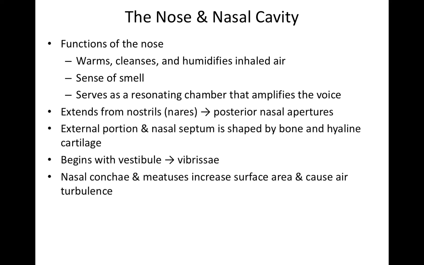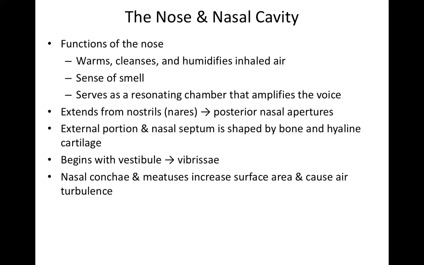So this is going to extend basically from the nostrils, or what are often called the nares, all the way to the posterior nasal apertures, which is the opening into the pharynx. We basically have a bunch of hyaline cartilage and bone that is going to shape most of this. It begins with what's called the tip of your nose, or the vestibule. There is a significant number of hairs called the vibrissae that are guarding this area. So most of your nasal hairs are right here at the very beginning in the vestibule, as opposed to way back in the cavity.